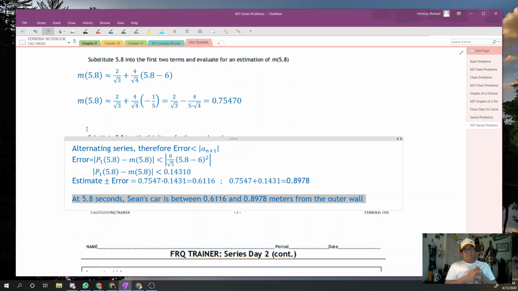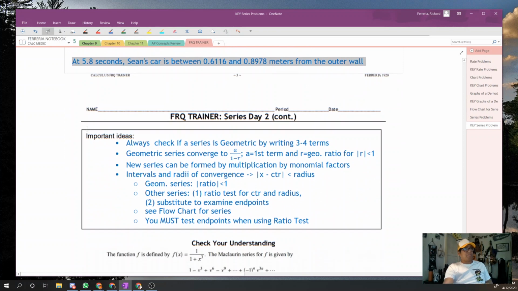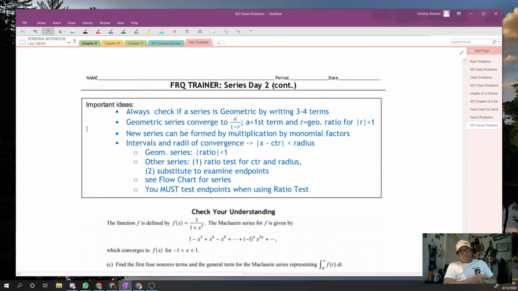So that's error. Error is a really big subject, but it's only really a couple of points on the AP test. At least it's only a couple of points on the multiple choice or the free response section. So let's take a look at the key ideas that we did here. First of all, always check if a series is geometric because things are easier for a geometric series. The interval of convergence is easier. The error is easier. Writing out the series is easier. The sum of the series is easier.